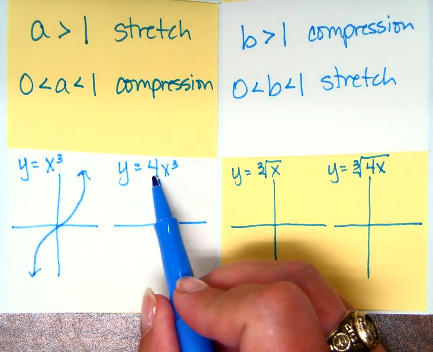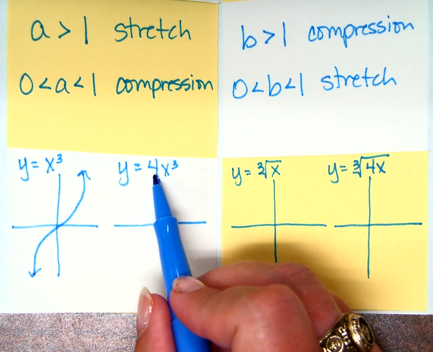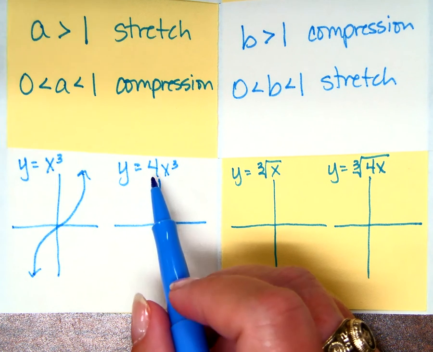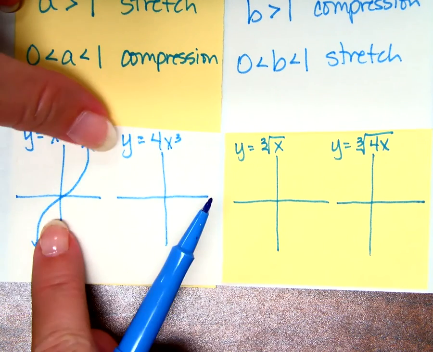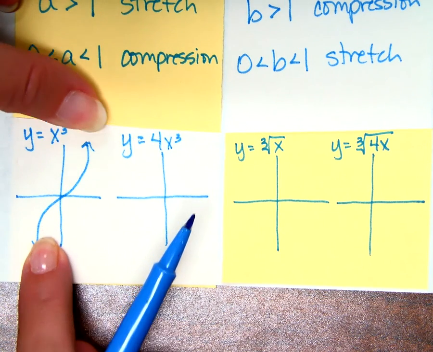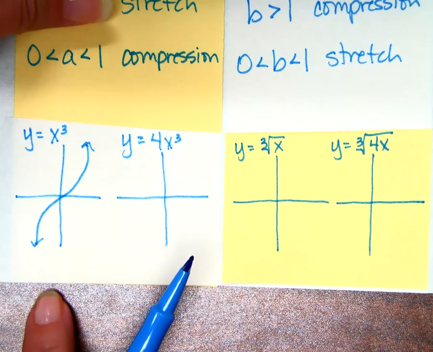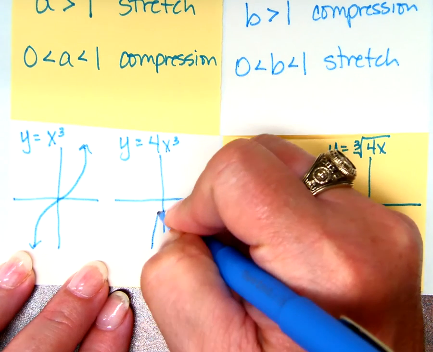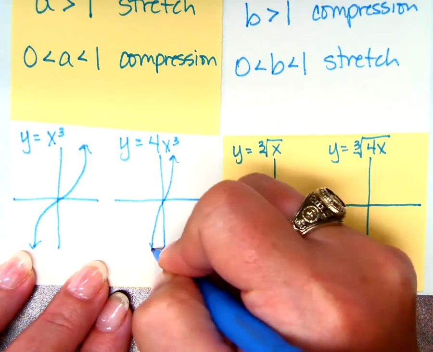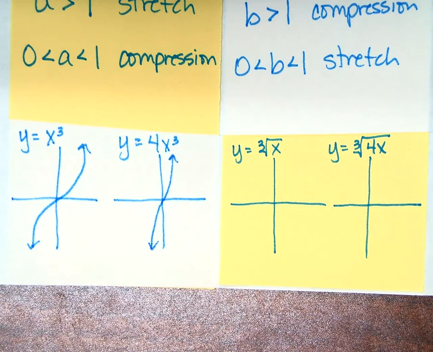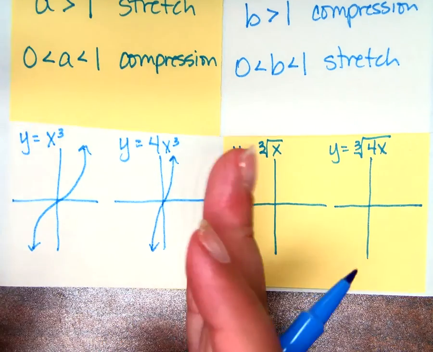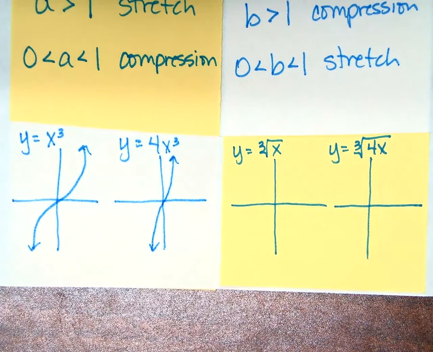Guys, if this is a 4x, it's a number that's outside, that's multiplying, so that's going to cause a vertical stretch. Well, if it's causing a vertical stretch, I'm taking the original parent function and I'm stretching it this way. Does that make sense? So what's actually going to happen to the function is it's going to go like this. If I pull this and stretch it like a balloon, does it make sense that we get closer to the y-axis?